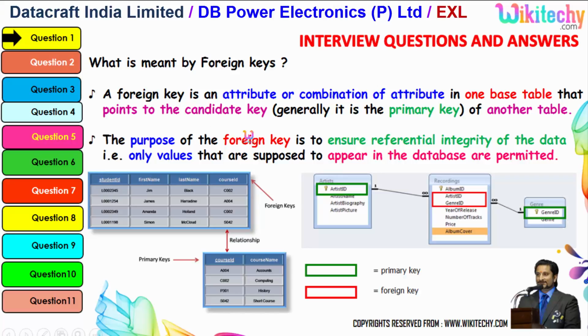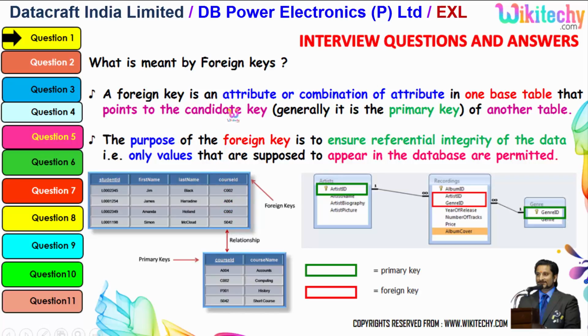Here is the question. What is meant by foreign keys? Considering a database, multiple tables are interrelated via a relationship between the tables using the keys. The key which uniquely identifies a data, that's called a primary key, and which is referred in another table, they call it a foreign key.